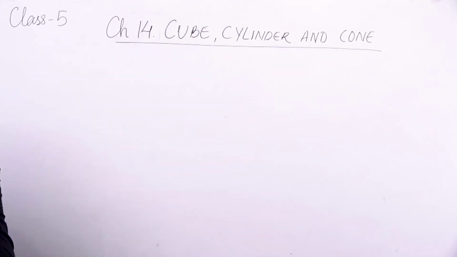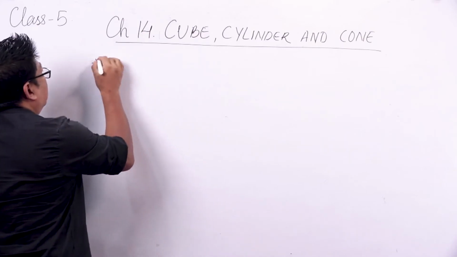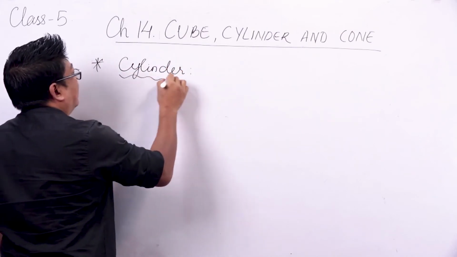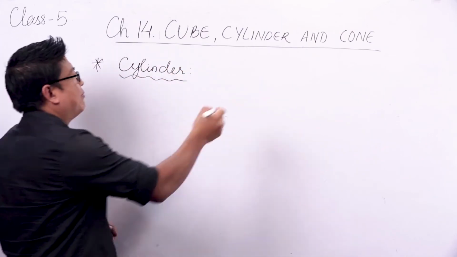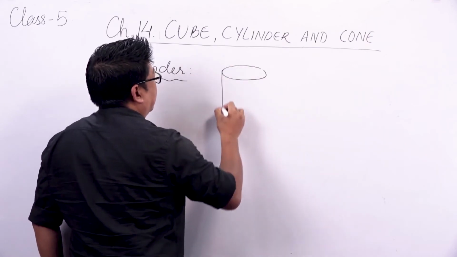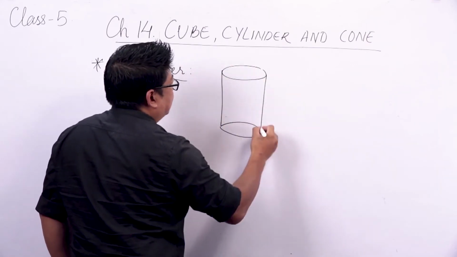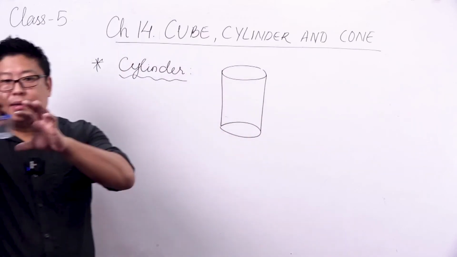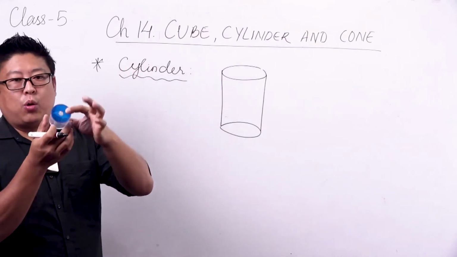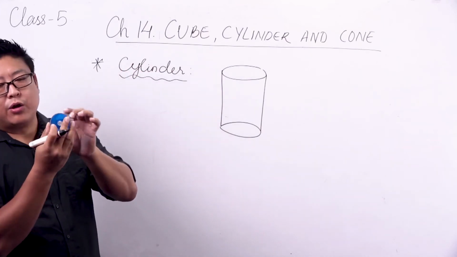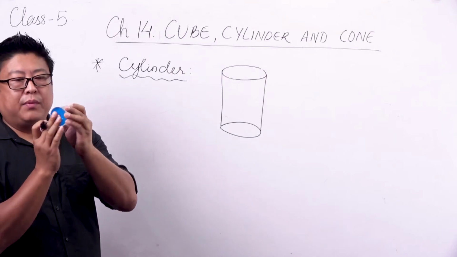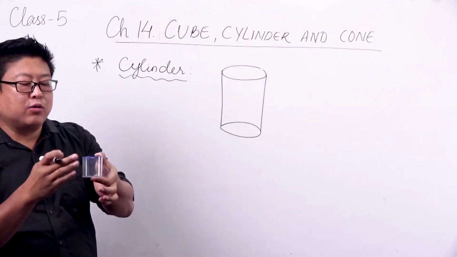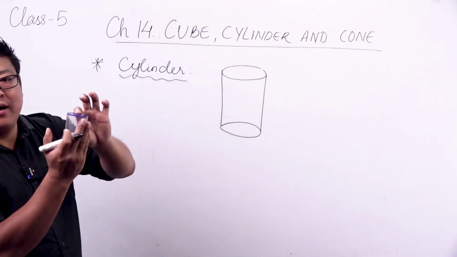The next figure is called a cylinder. Now, this cylinder looks something like this. Just by looking at this, you can understand that it looks like a pipe, right? Something like this. It is circular. If you look from the top, it looks circular; from the sideways, it looks long. It looks like a rectangle, it looks like a square. But it has a curved surface.